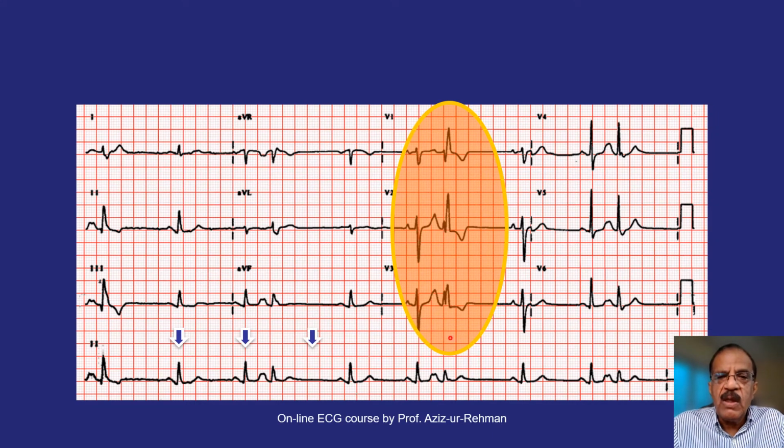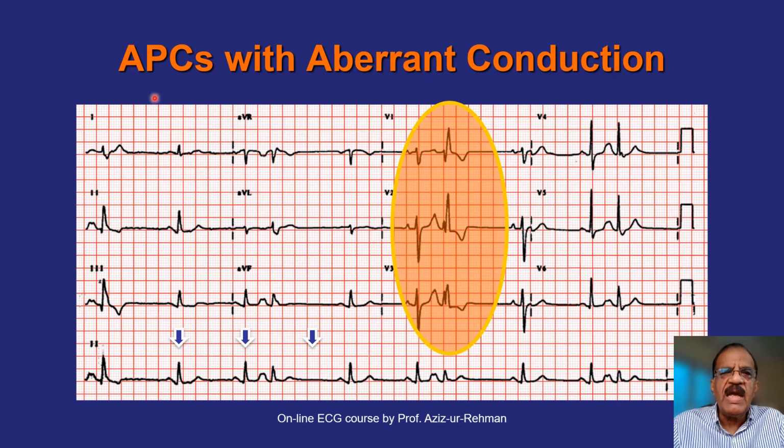So suppose this was actually an atrial depolarization superimposed on the T wave. See, this is actually an atrial depolarization superimposed on the previous T wave, and this was conducted through the AV node, but it found the right bundle branch refractory. The left bundle was responsive, so the supraventricular ectopic beat was conducted in a fashion of right bundle branch block. So this is called APC, atrial premature beat with aberrant conduction.